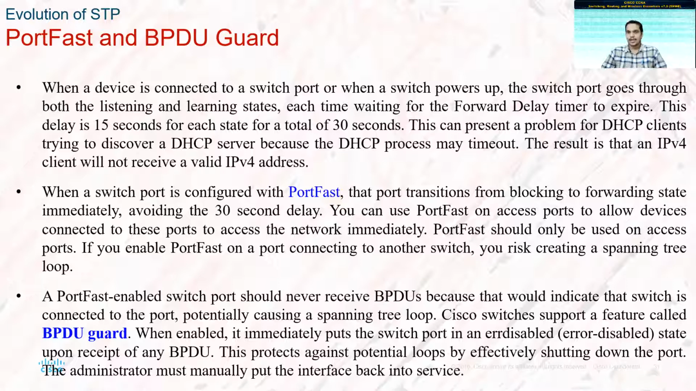Cisco switches support a feature called BPDU guard. When you enable BPDU guard, it puts the switch port into an error-disabled state upon receipt of a BPDU. That means the port is not supposed to receive one, and if it does, it is put into an error-disabled state. This protects against potential loops by effectively shutting down the port. The administrator must manually put the interface back into service. We will learn about PortFast and BPDU guard in the next module also. We have a Packet Tracer implementation to show you how these things work.